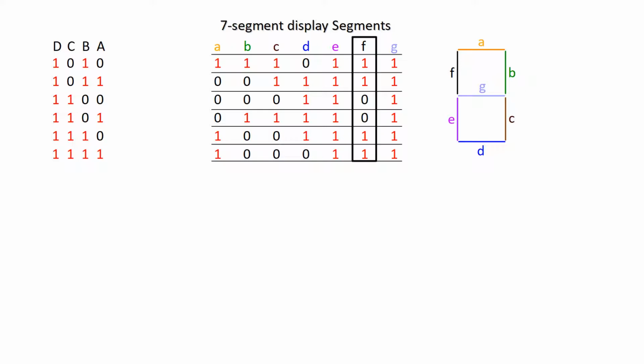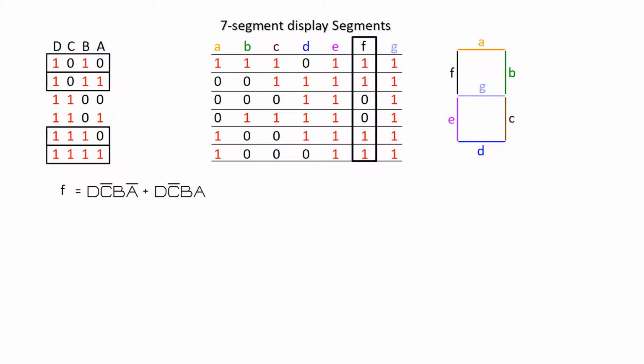Finally, we're going to look at segment F. So that is high for 4 different states. So we'll say F equals D not C B not A, or the second one, D not C B A. So there's the complement law. DCB not A and DCBA. So the complement law again.